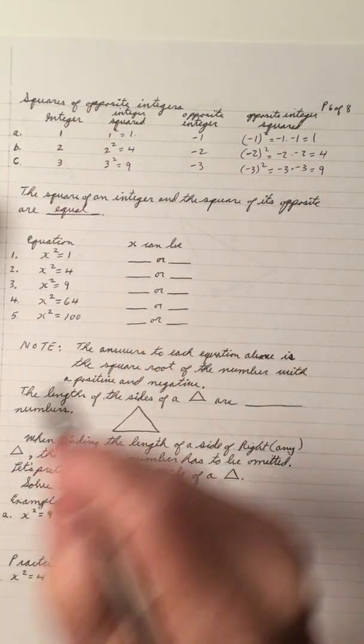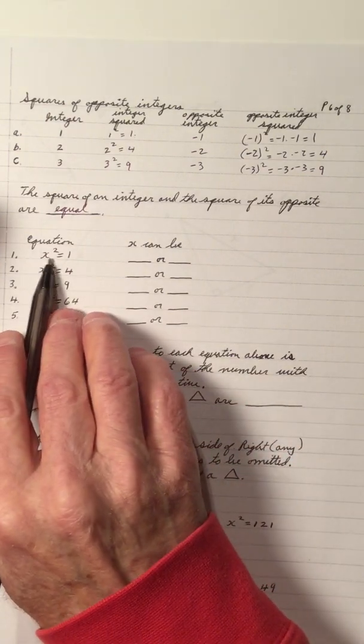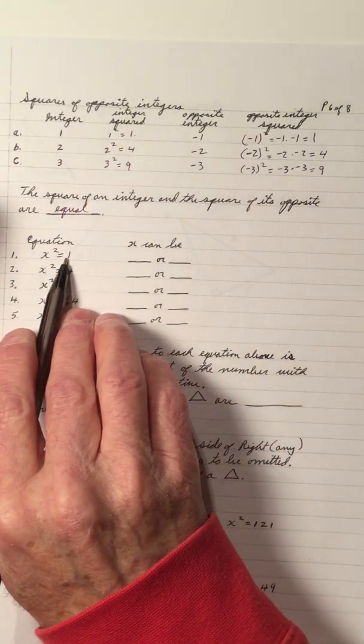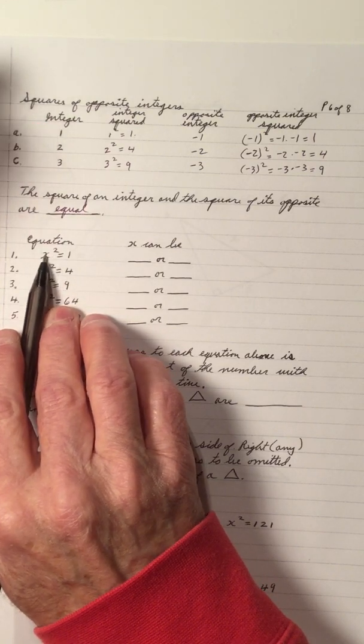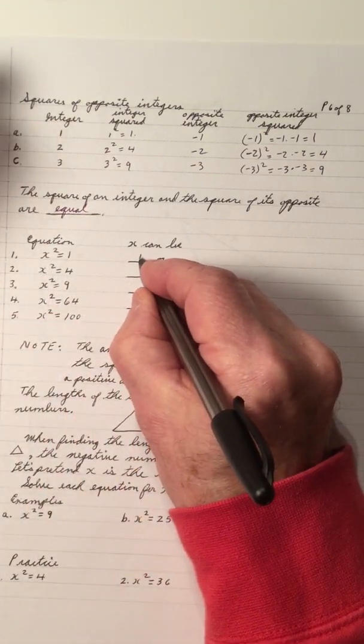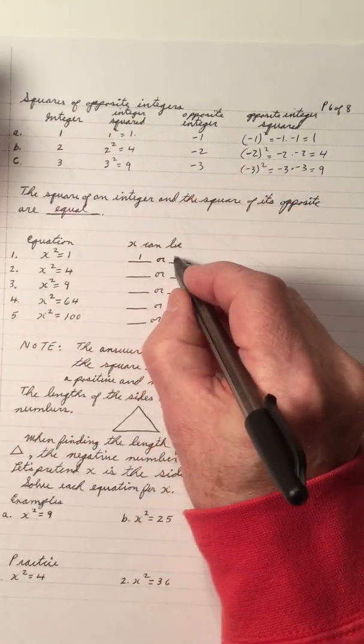Let's twist it a bit. If I give you the equation x squared equals 1, then look up here. If x squared equals 1, we know that we can put a 1 here to get 1 squared, or we can put a negative 1 here, like we did up here, to get 1.